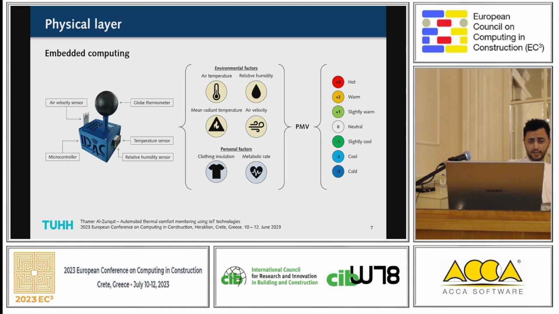And also we need, besides air temperature, relative humidity, mean radiant temperature, and air velocity, some personal factors which represent the clothing of the building occupants and also the metabolic rate, what kind of activity is being done by our building occupant.